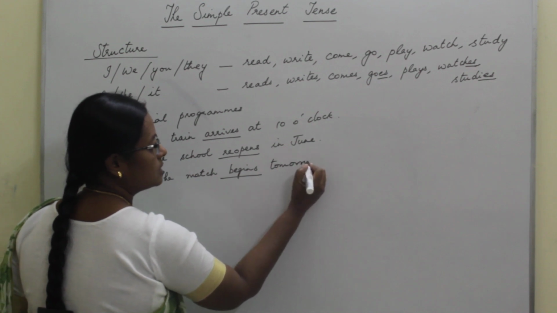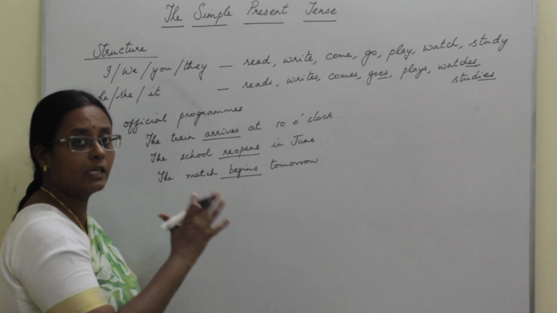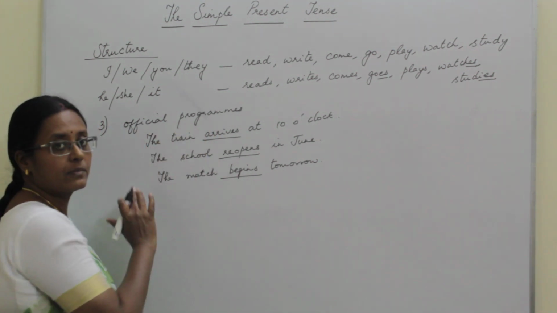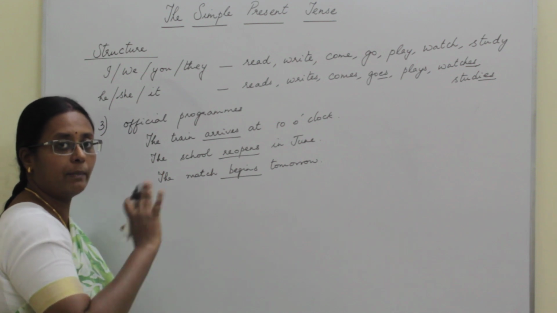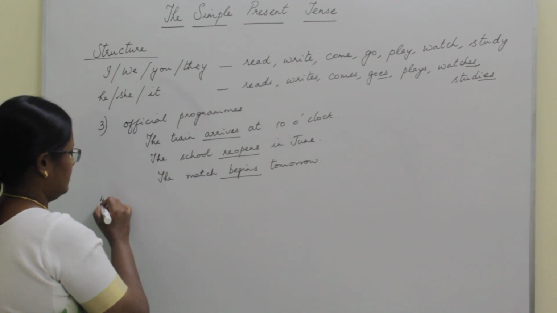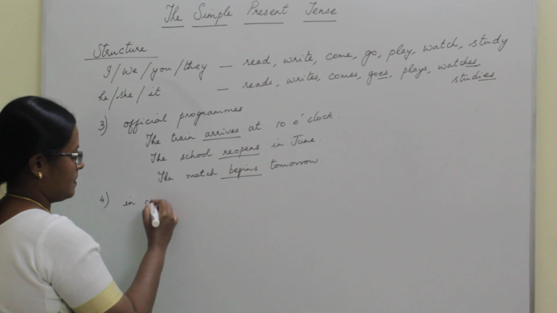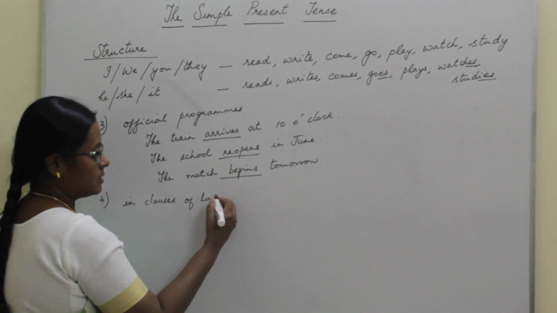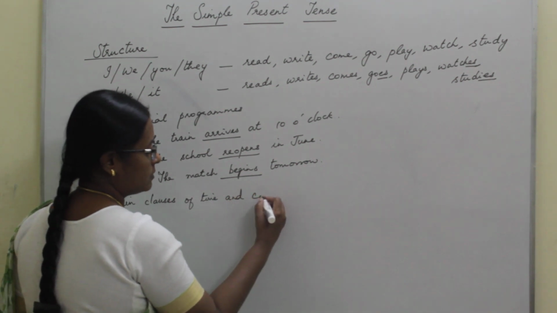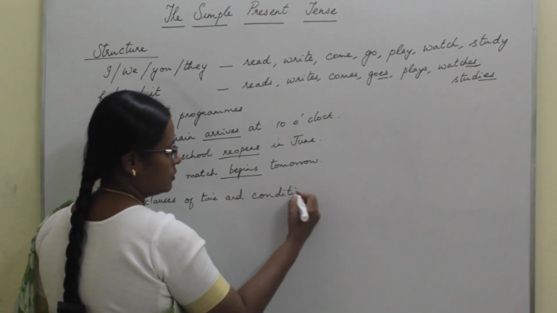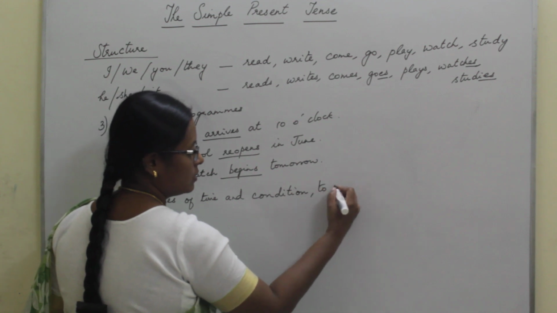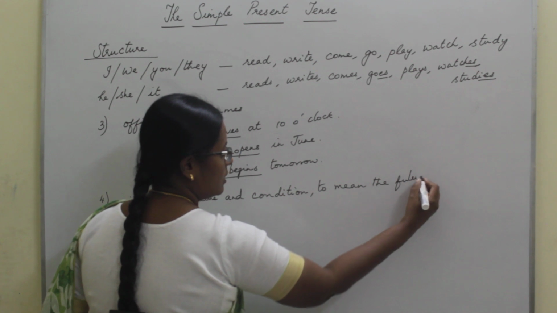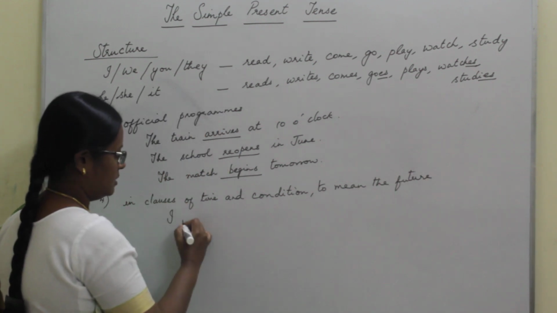So these are things over which you do not have any control. These are not personal programs in the future. They are official programs. They are already fixed, planned. Then the fourth use is in clauses of time and condition to mean the future. So this use also talks about the future. You say, I will wait till you return.